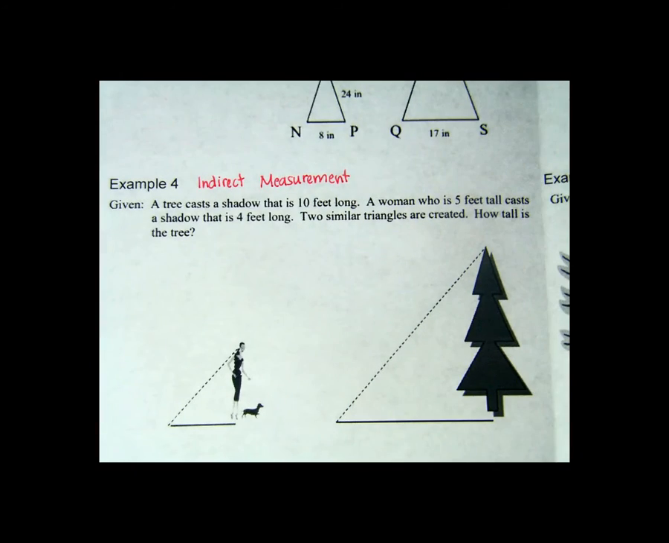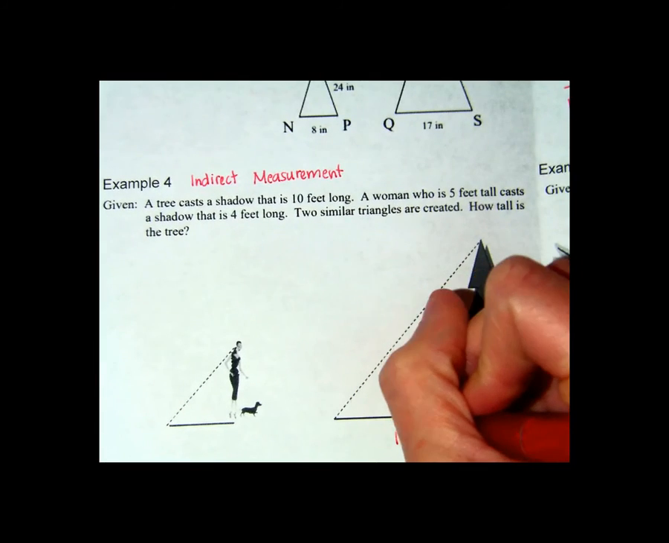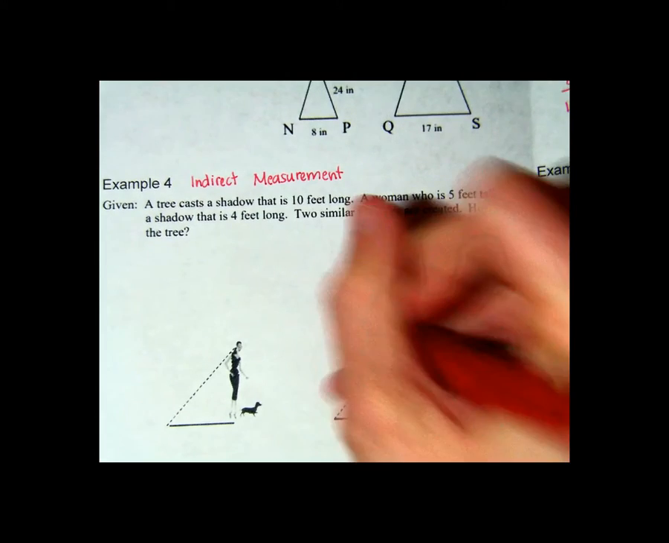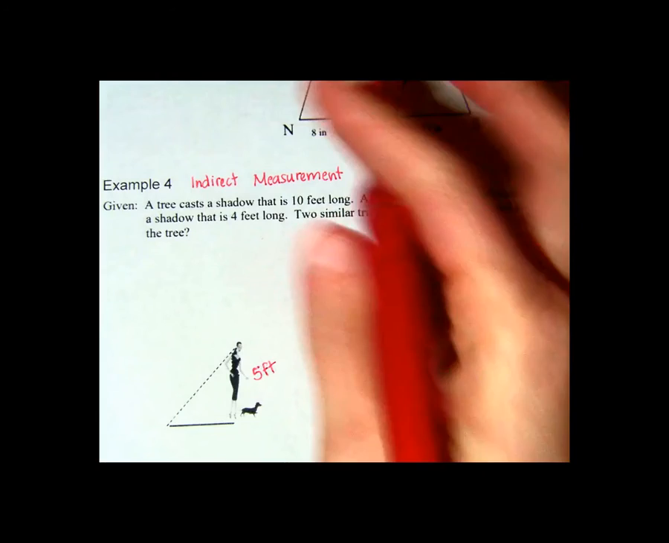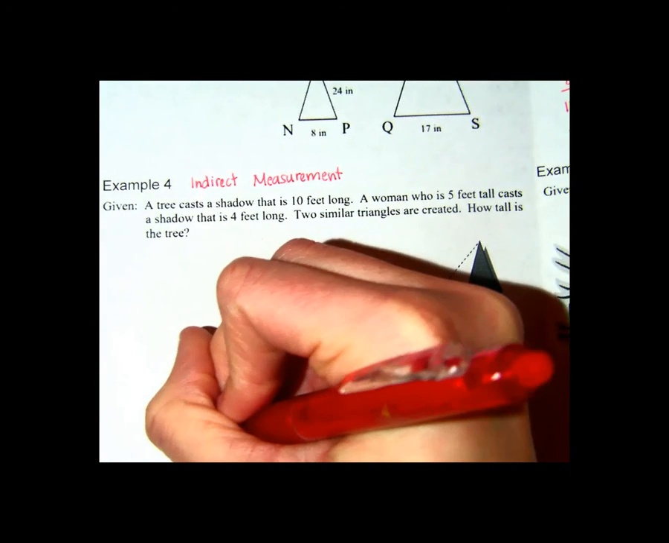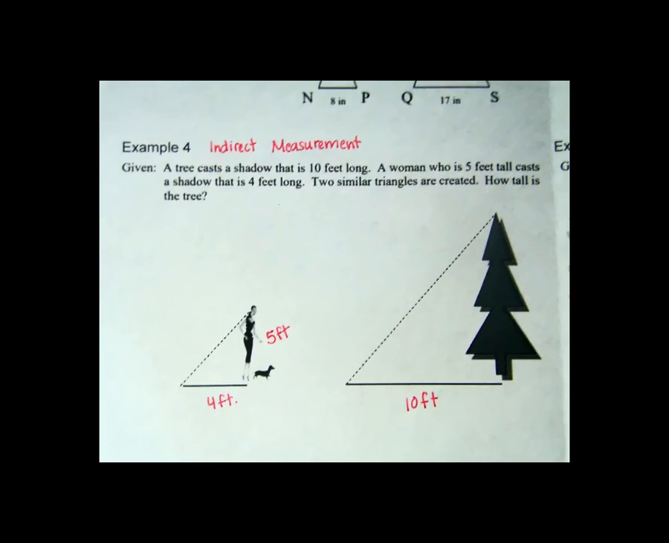It's the same process as what we just did. We're just going to have to fill out what we know. Okay, so a tree casts a shadow that is 10 feet long. Here's the tree shadow, it's 10 feet. A woman is 5 feet tall. She casts a shadow that is 4 feet long. Here are the similar triangles. We have to find how tall the tree is.